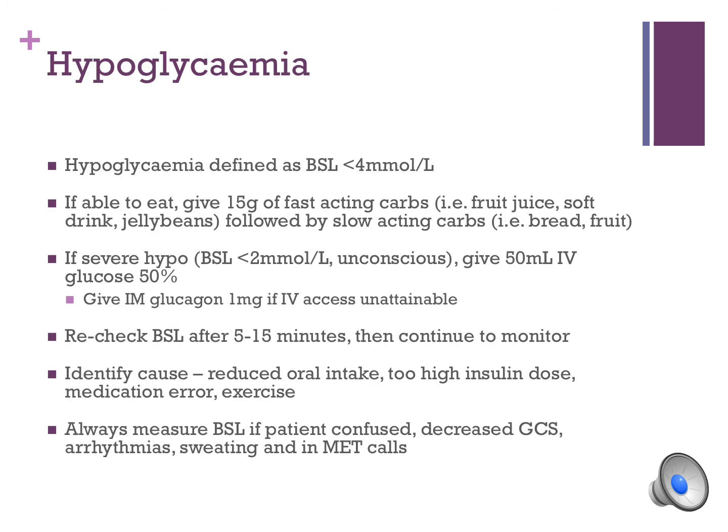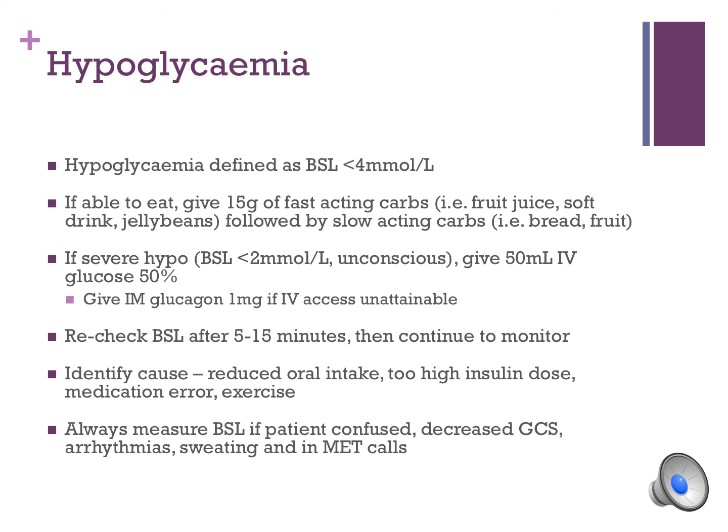So based on the blood sugar level reading, it's clear that she has hypoglycemia, which is defined as blood sugar level of less than 4. If she's able to eat, the way to manage this would be to give 15 grams of fast-acting carbs through fruit juice, soft drink, or jelly beans, followed by slow-acting carbs such as bread and fruit.